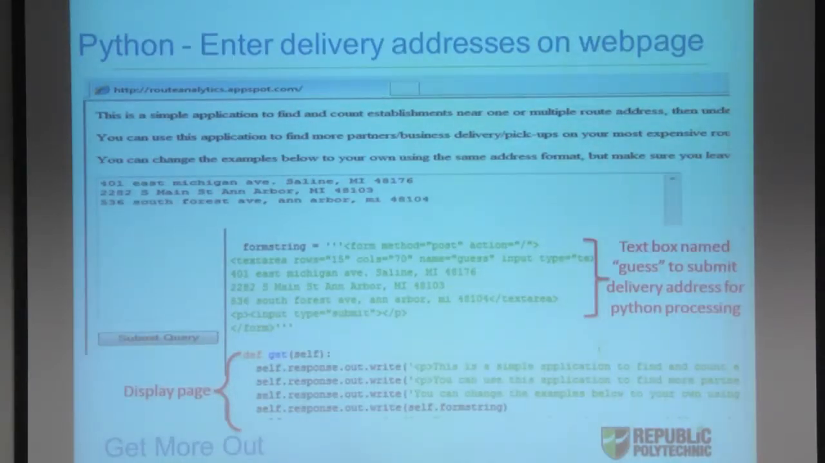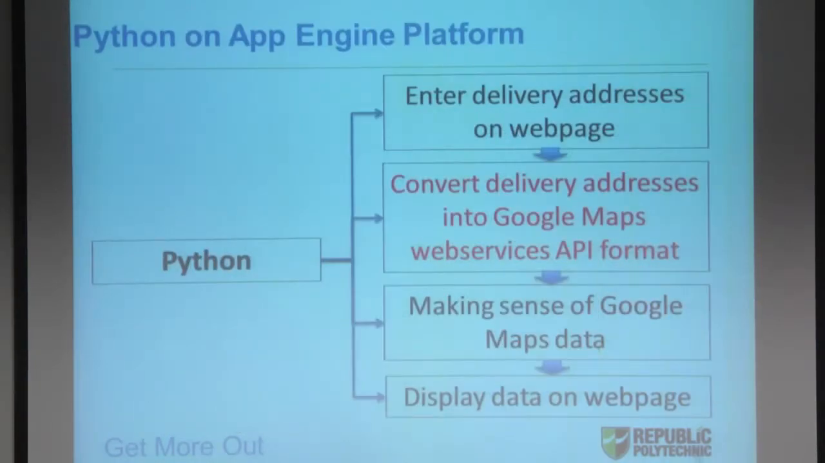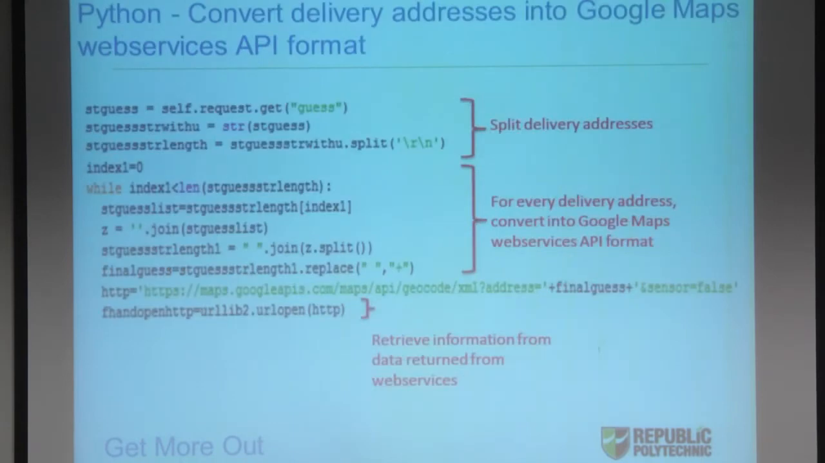Okay. So pretty simple. I'm sure you'll be able to do the same. Convert delivery addresses to Google Maps API format. First, let me direct your attention to the Google Maps API format. This is the format that we need to send via the browser to Google.